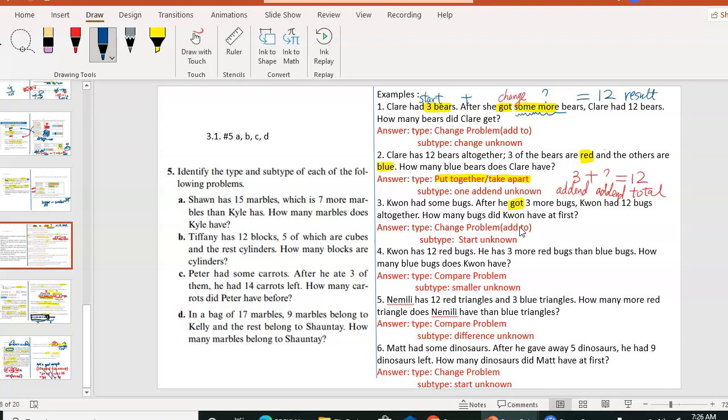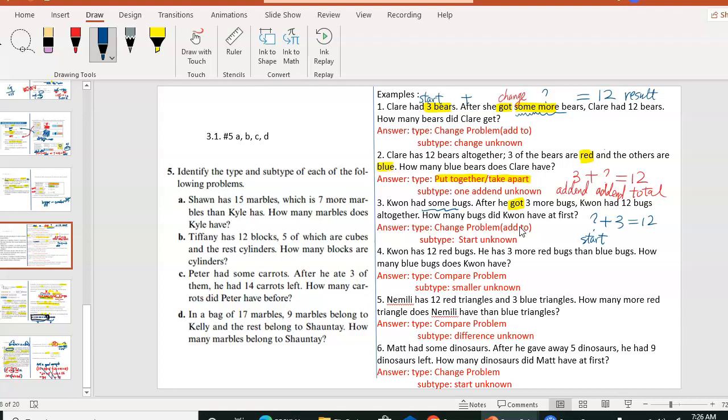Okay, so he had some. So I'm going to use a question mark for that. He had some. Got means add to 3. Now he had 12. So in this case, how many he started with, we didn't know. It's not a given. So the subtype is the start unknown. Okay, now let's look at number 4.